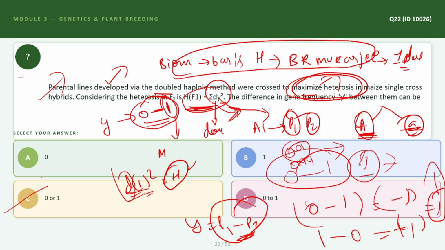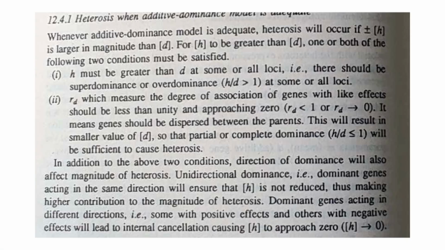There is another concept. It's called the degree of association of the gene with the effect. Meaning rD. So rD should be less than or equal to 1, or 0, to get maximum heterosis. And there are two terminologies, complete dispersion and extreme dispersion.